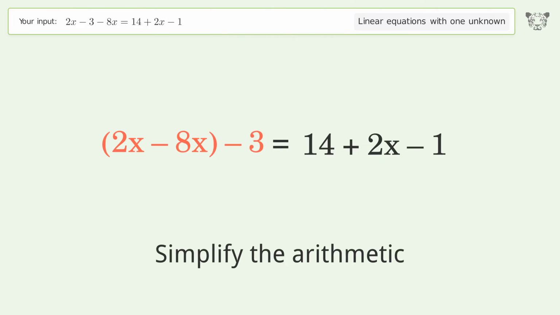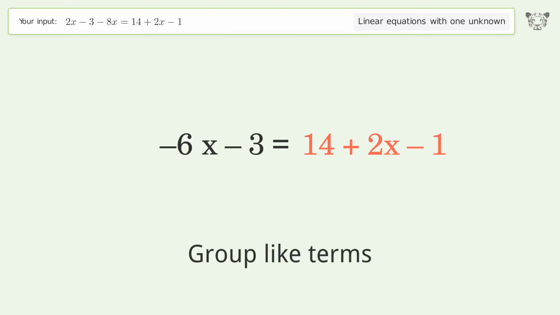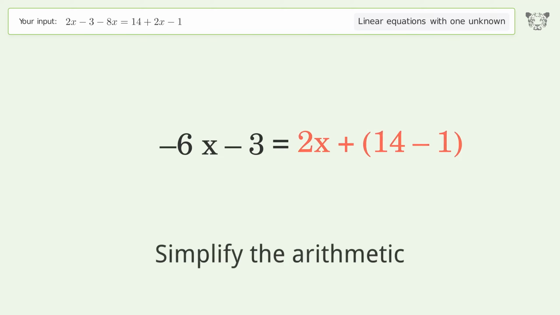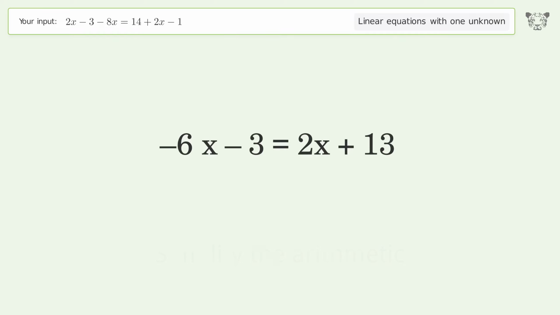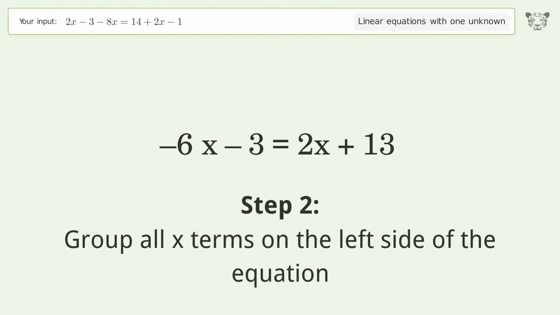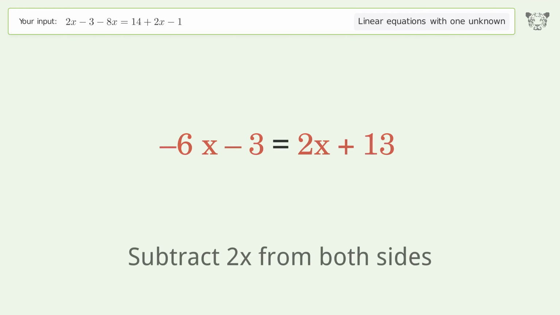Simplify the arithmetic. Group like terms. Simplify the arithmetic. Group all x terms on the left side of the equation. Subtract 2x from both sides.